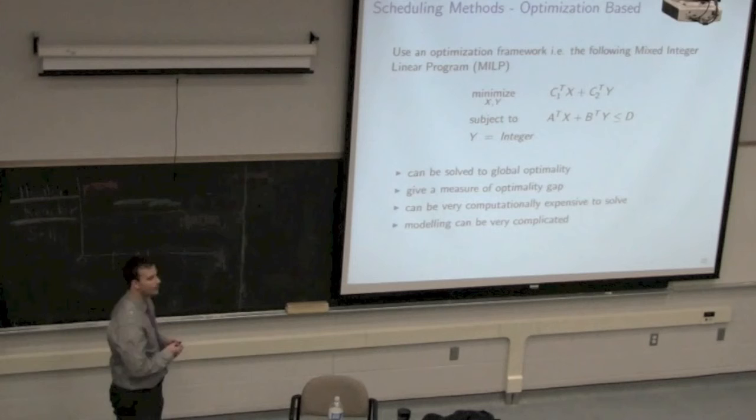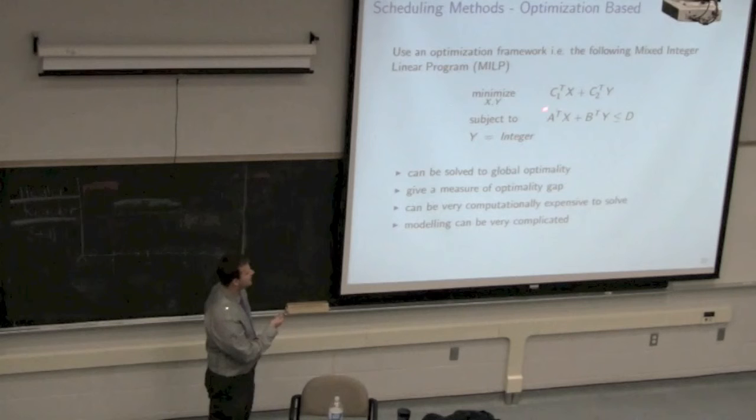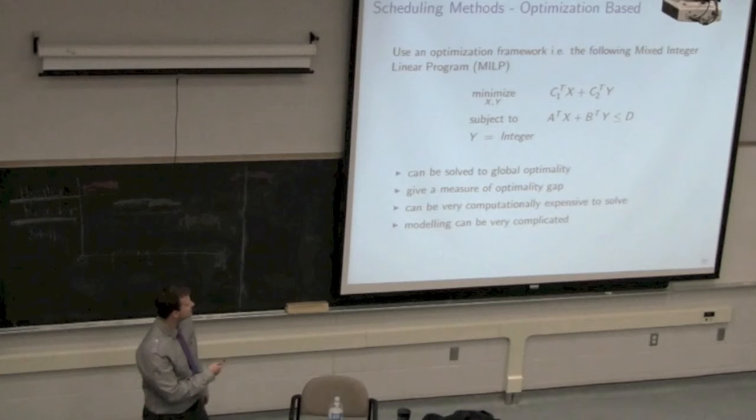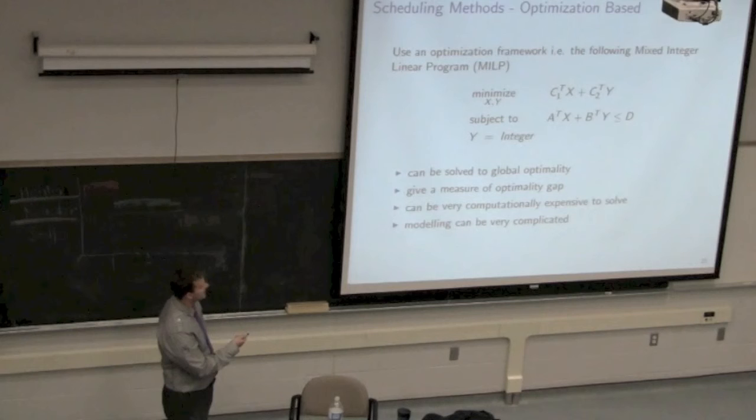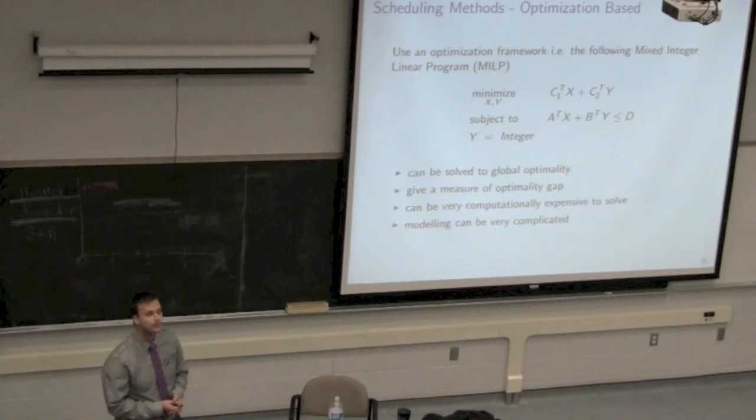And then the constraint for this, it's called an objective function. The constraint is that AX plus BY must be less than or equal to D. What that's saying is that some parameter times X plus some parameter times Y must be less than or equal to another parameter D. So maybe it's 1 times X plus 2 times Y is less than or equal to 5, as an example.